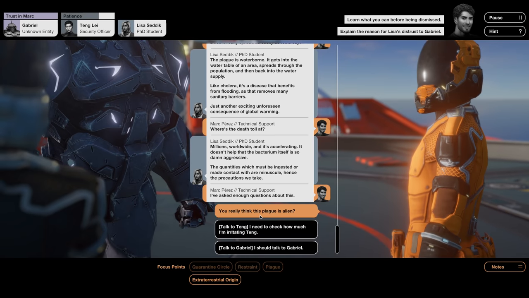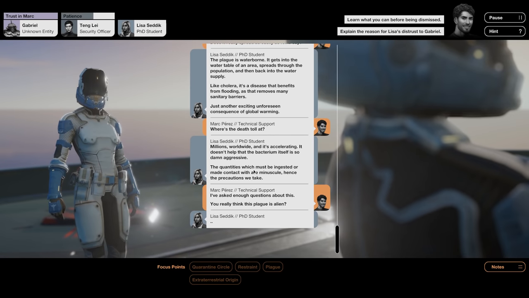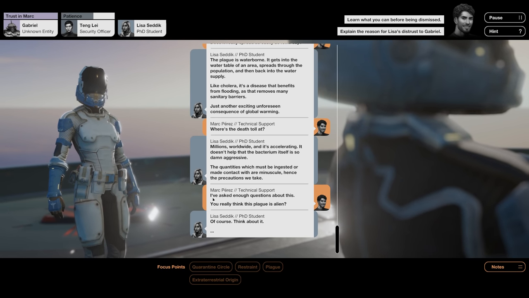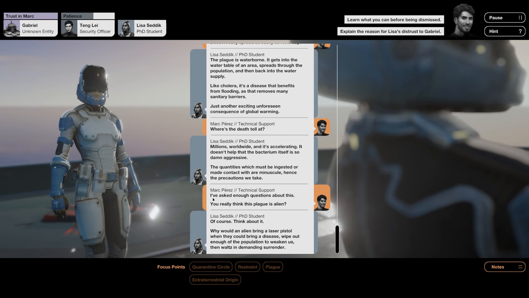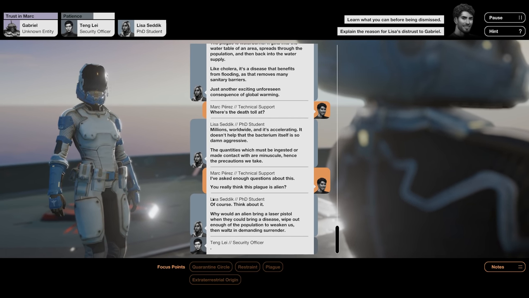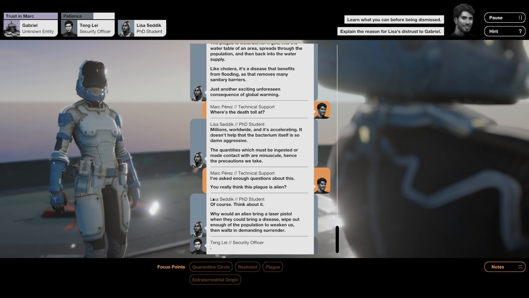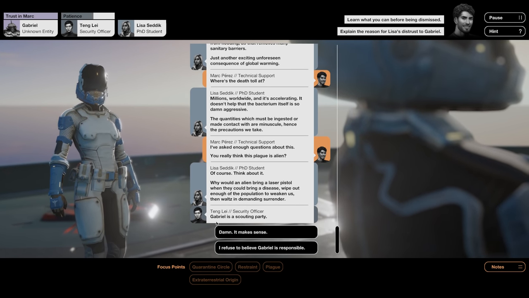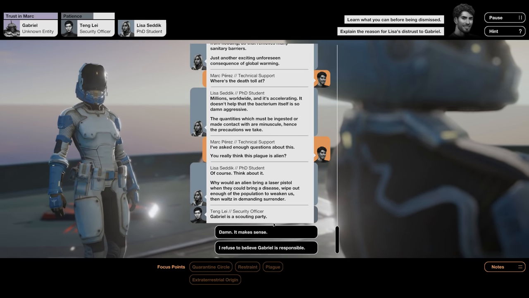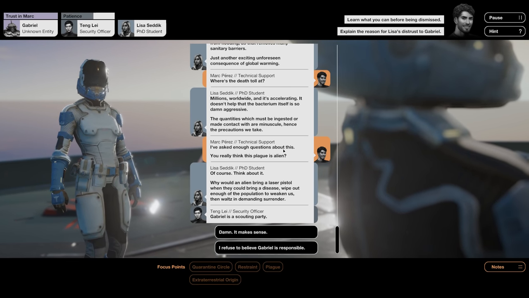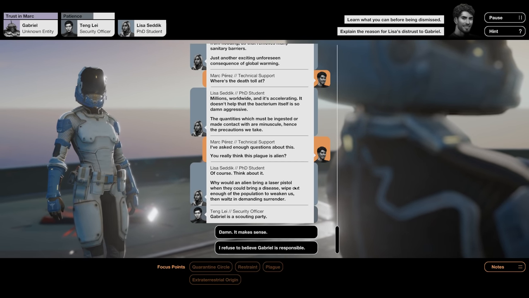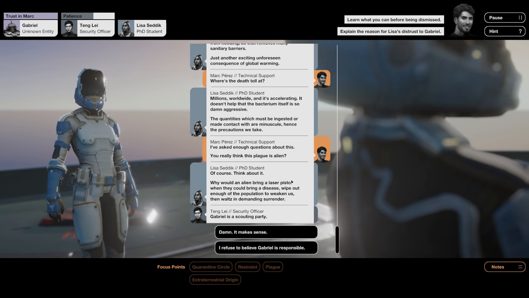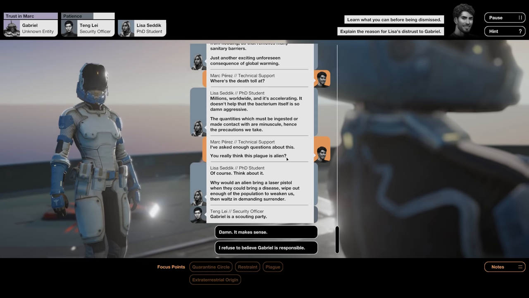You really think this plague is alien? Of course. Think about it. Why would an alien bring a laser pistol when they could bring a disease, wipe out enough of the population to weaken us, then waltz in demanding surrender? Gabriel's a scouting party. Okay. That's a not unreasonable hypothesis, supported by absolutely nothing.